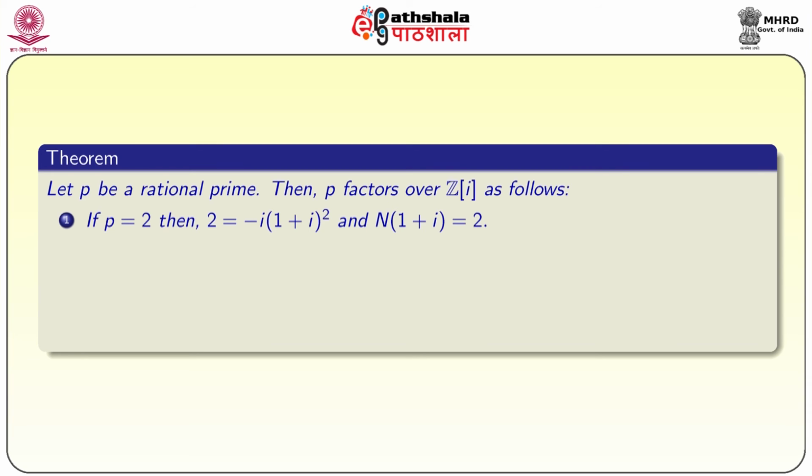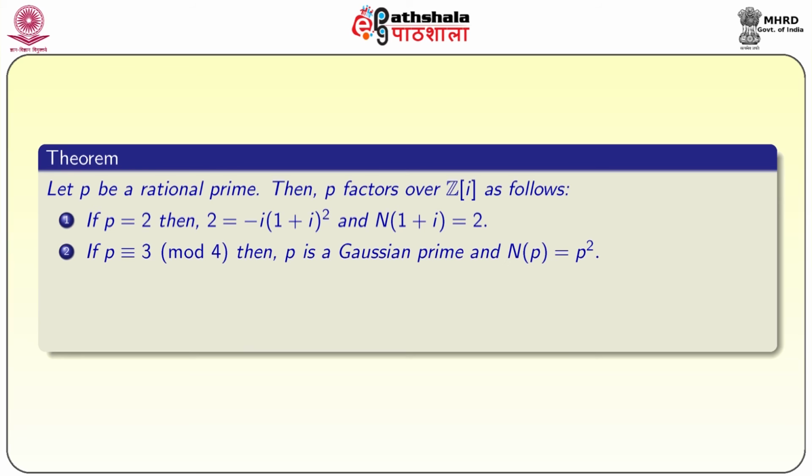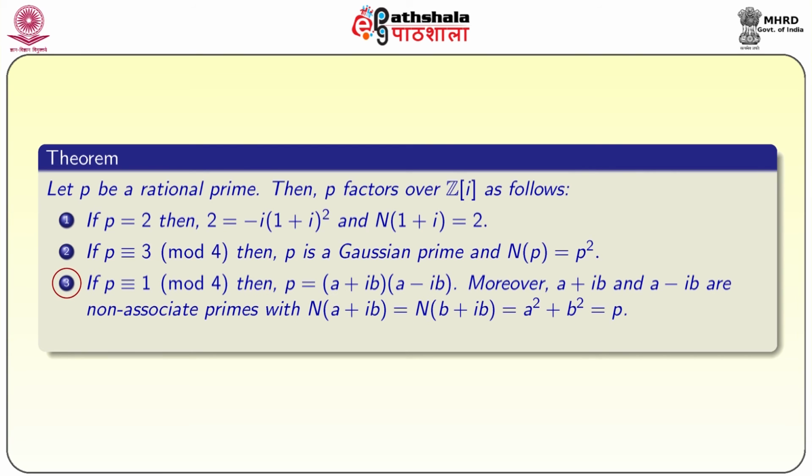Another thing is, if p is congruent to 3 mod 4, then p is a Gaussian prime also, that is, all the primes of the form 3 mod 4 are again Gaussian primes as well. In this case the norm of p is equal to p square. When p is congruent to 1 mod 4, it is possible to write p as (a plus ib) times (a minus ib). Moreover, a plus ib and a minus ib are non-associate primes, with the norm of a plus ib equal to the norm of a minus ib, which is equal to a square plus b square, which is equal to p.